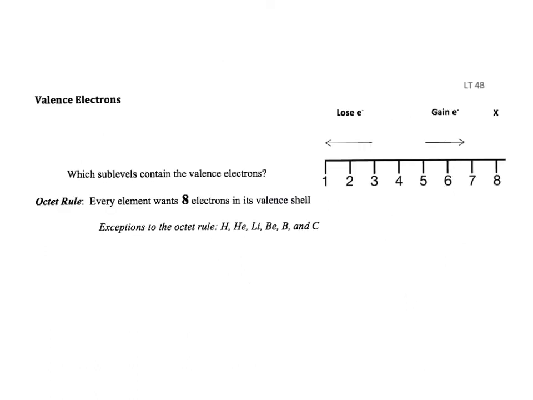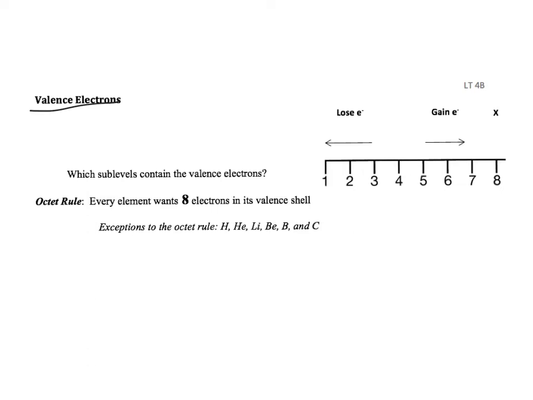Okay, so we've learned about electron configuration, we've learned about shorthand. Now we have to learn about a very particular group of electrons, something we call valence electrons. Now the definition of valence electrons is that they are the highest level, highest energy S and P electrons. So highest energy S and P electrons.